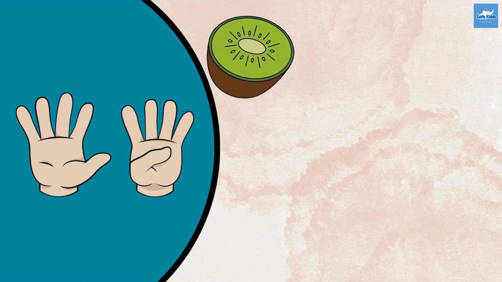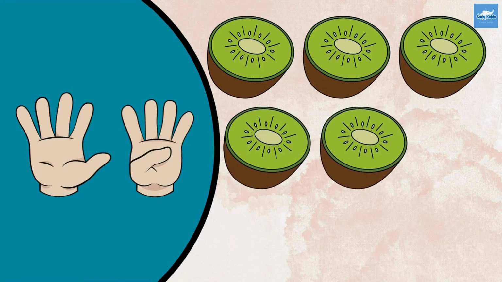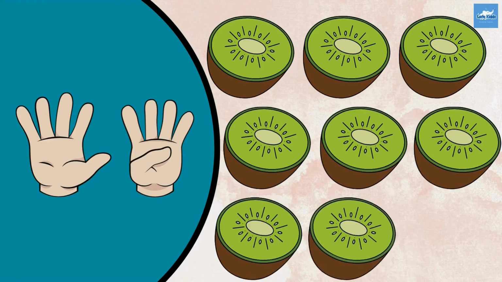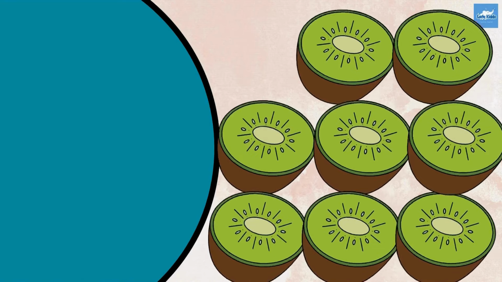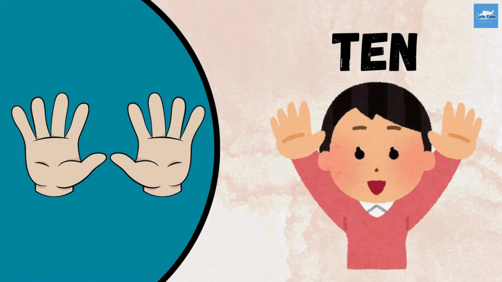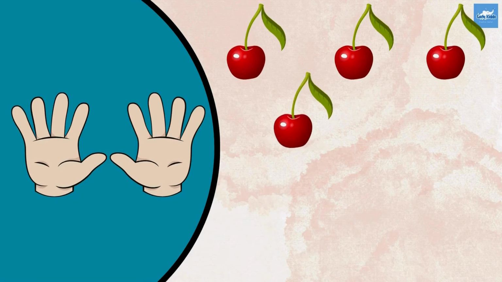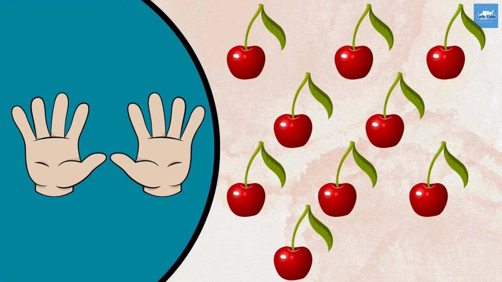9. 1, 2, 3, 4, 5, 6, 7, 8, 9. 9 kiwi. 10. 1, 2, 3, 4, 5, 6, 7, 8, 9, 10. 10 cherries.